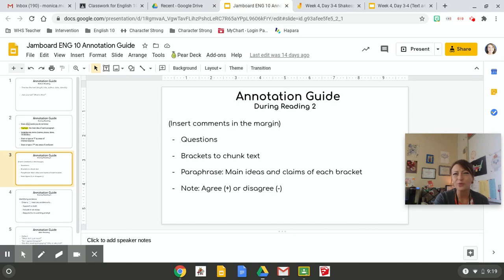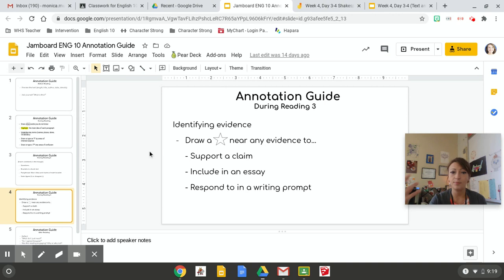On your next reading, this should be the second time you're going through. You might not read the whole thing, but you're scanning back. So this is where you're asking some deeper questions, making brackets or boxes to chunk your text. You should be trying to paraphrase or make a little bit of a comment on what is the main idea of this bracket. So if there were 4 paragraphs all about the same idea, what is the claim that the author is making? And then you could also start to note, do you agree or disagree with this?